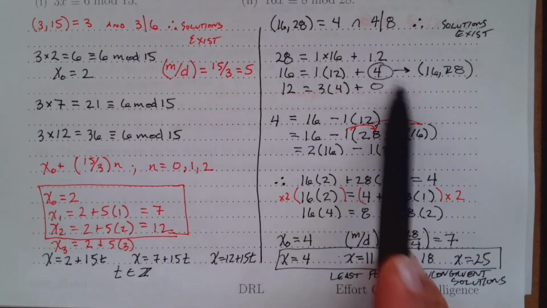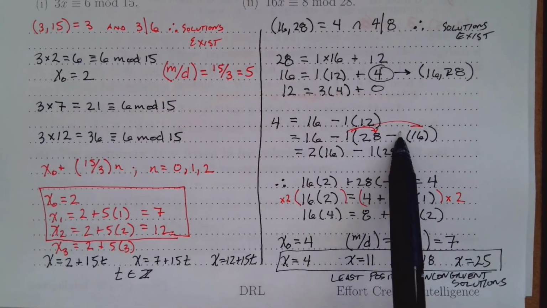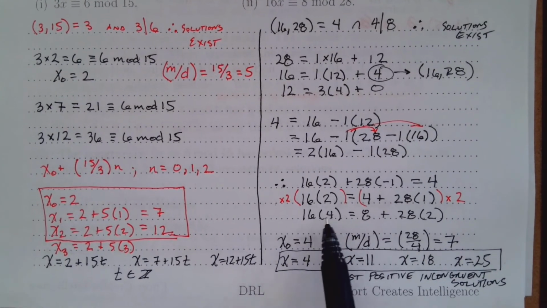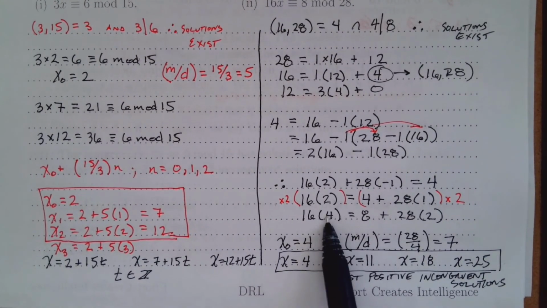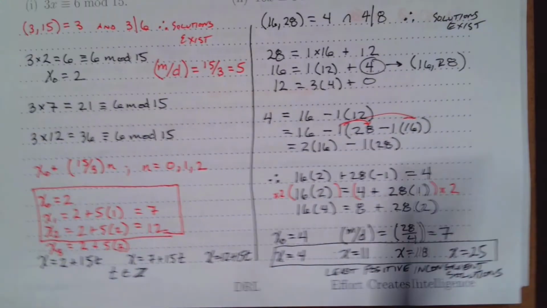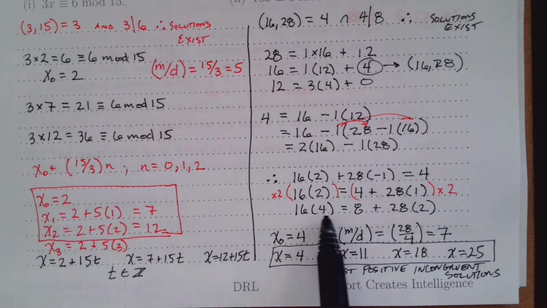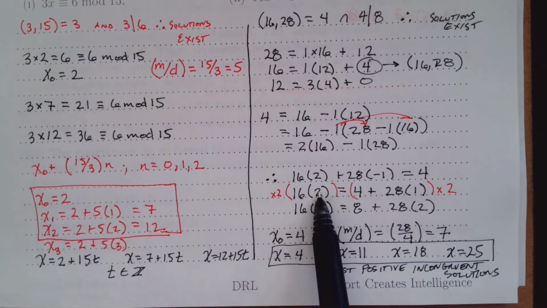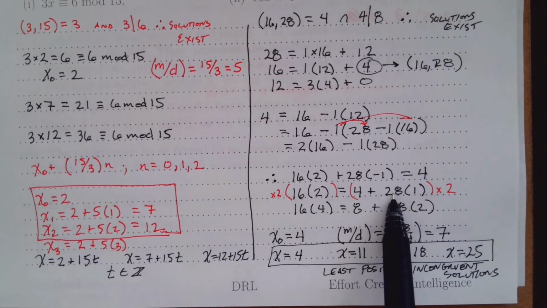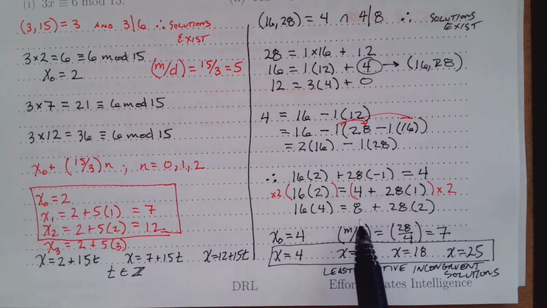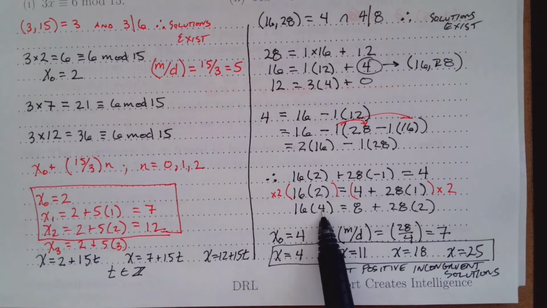And once again, how did I do that? I set up the Euclidean algorithm, got to a solution, then used it to find the remainder that I needed, in this case 8. The Euclidean algorithm got me to 16 times 2 is equal to 4 plus 28 times 1. I multiplied everything by 2, so that 4 would become an 8, and then I would have my particular solution of 4.